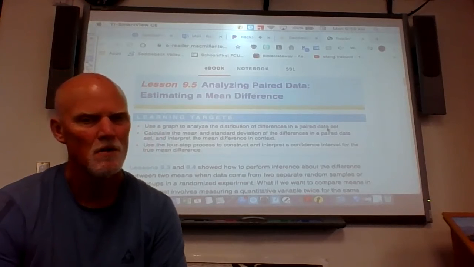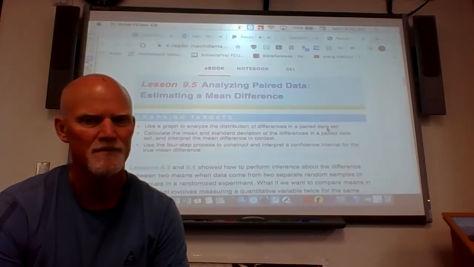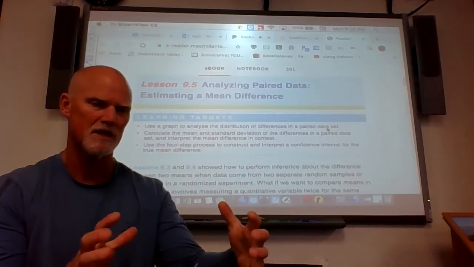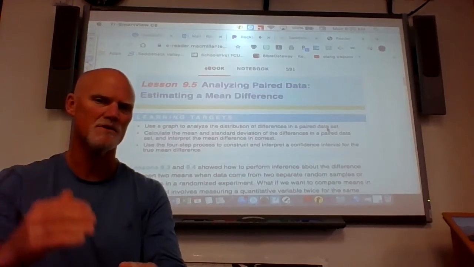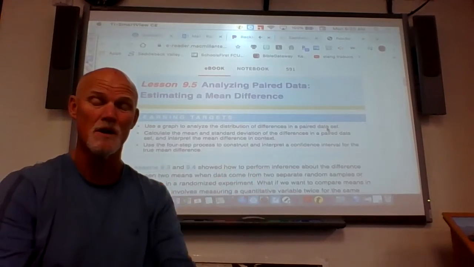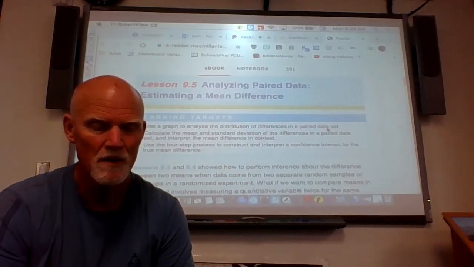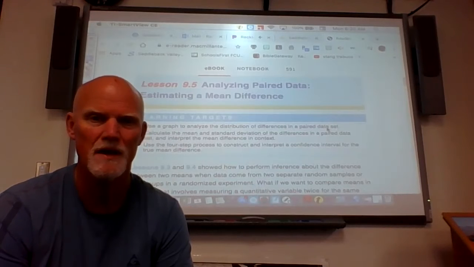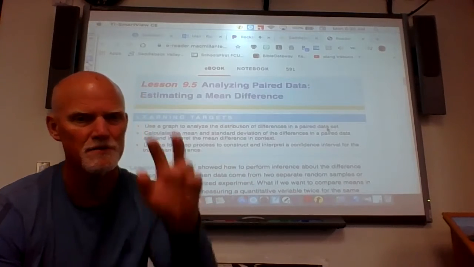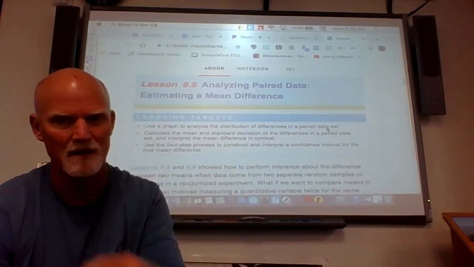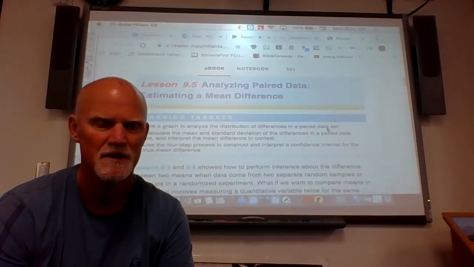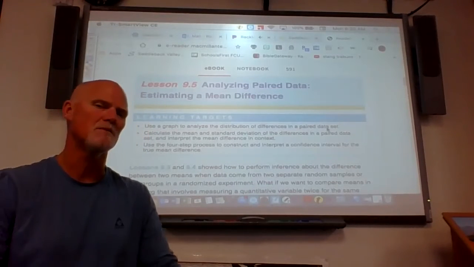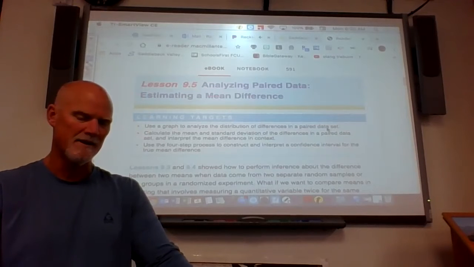In this section, we're only going to do one sample T, because we're going to take two sets of data and subtract them to see the difference, and we're going to use the differences rather than the two sets of data. There is a way where you can enter the two lists into your calculator and then subtract them, but in most cases it's very easy to subtract the two amounts and come up with your own list of differences.